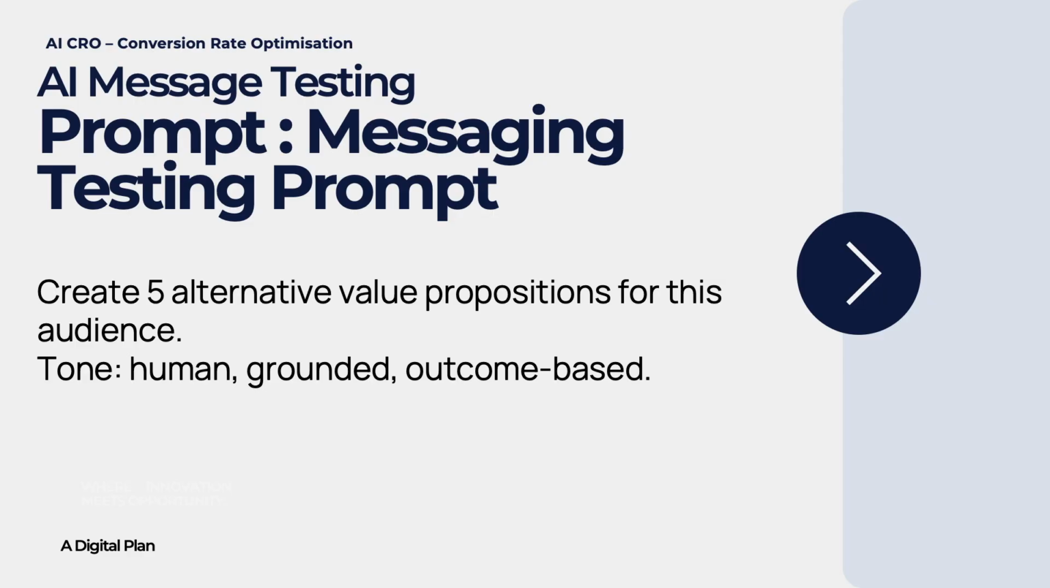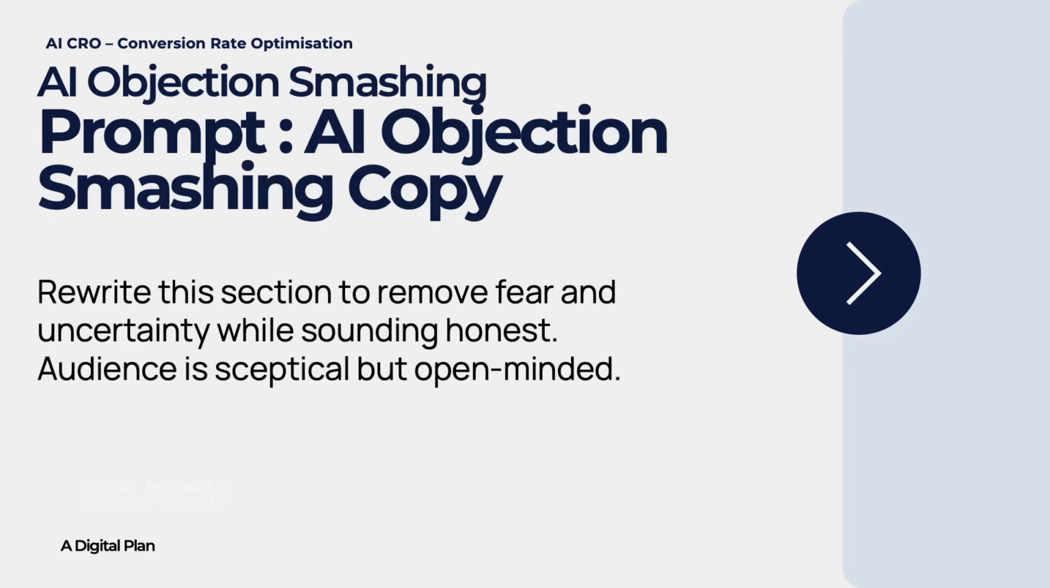AI message testing. Message testing prompt: create 5 alternate value propositions for this audience. Tone: human, grounded, outcome based. What this is going to do is create value propositions for your audience that it believes they want to buy. So it can create packages from your products, etc. But it will say, this is what the audience wants to buy. So you can then start crafting your offer around that.